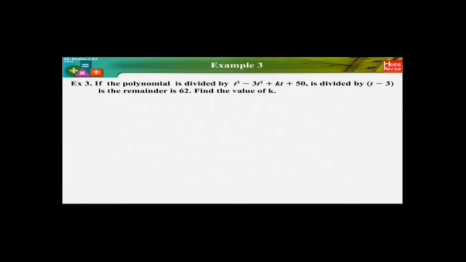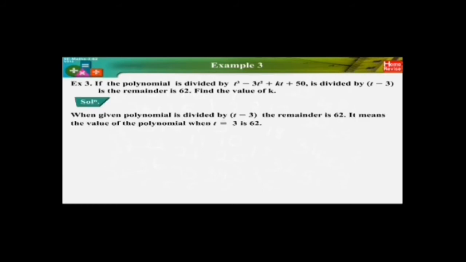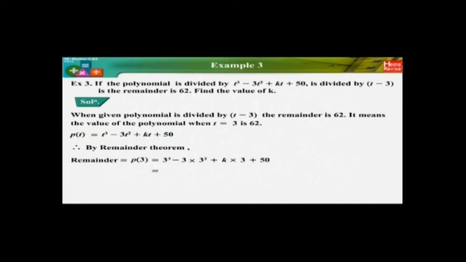Next example. If the polynomial t cube minus 3t square plus kt plus 50 is divided by t minus 3 and the remainder is 62, find the value of k. When the given polynomial is divided by t minus 3, the remainder is 62. It means the value of the polynomial when t is equal to 3 is 62. So, P of t is equal to t cube minus 3t square plus kt plus 50. We'll put t is equal to 3 by using the remainder theorem. P of 3 is equal to 3 cube minus 3 multiply 3 square plus k multiply 3 plus 50.